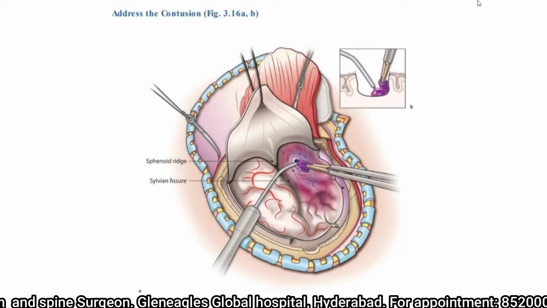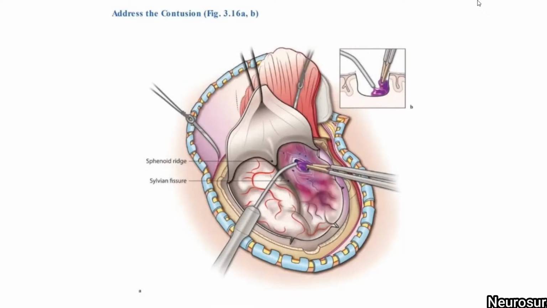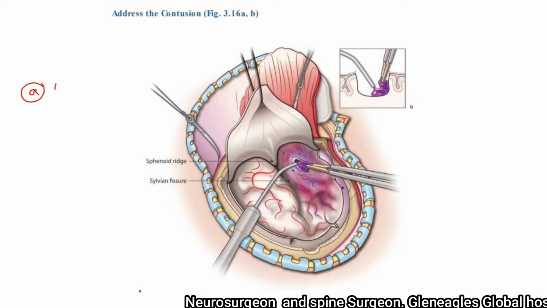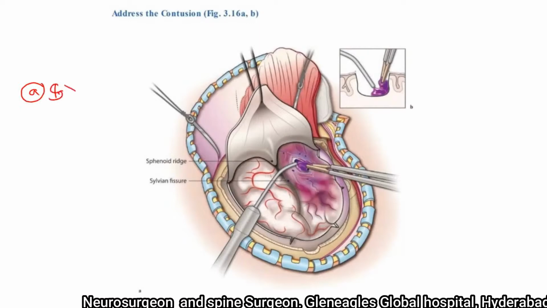So what are the steps for evacuation of the temporal contusion? First, identify the Sylvian fissure. So step 1 is identify the Sylvian fissure.